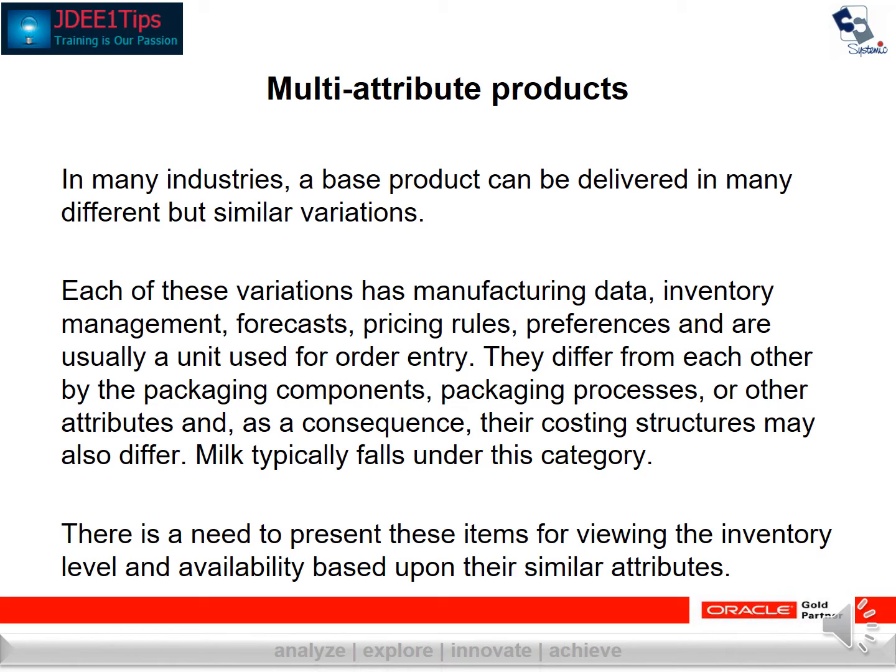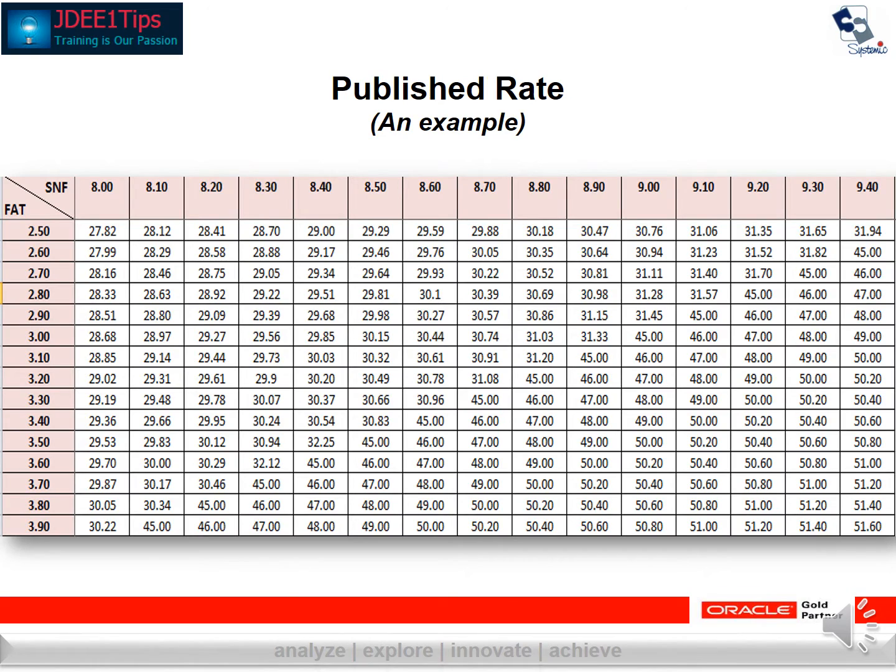This particular functionality is called segmented or matrix item functionality. So let's look at how we handle this. This is an example of how the published rate looks. It's a two-dimensional matrix where you have the SNF percentage in the columns, and in the rows you see the fat percentage, and for a given combination the procurement pricing would vary. The price that is to be paid to the farmer will be based on that combination.